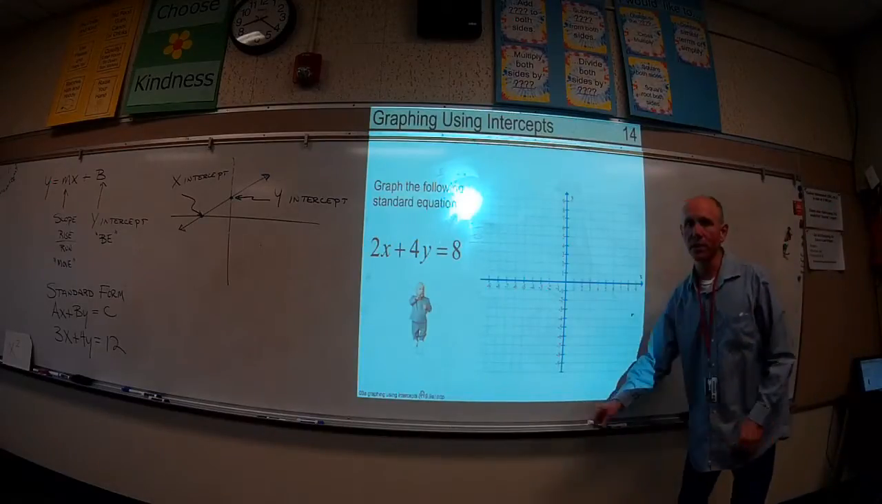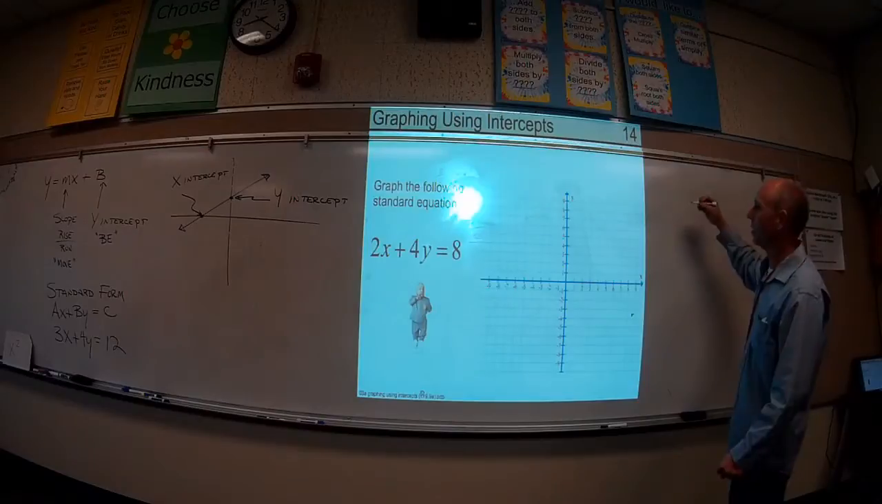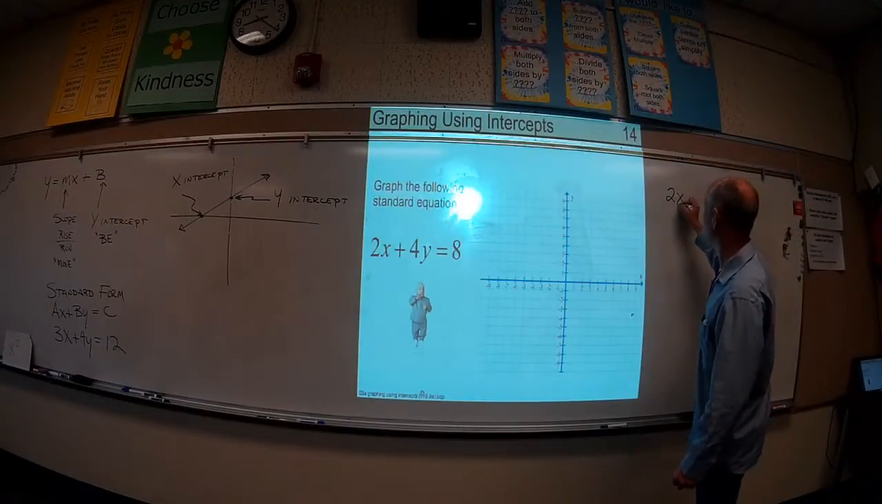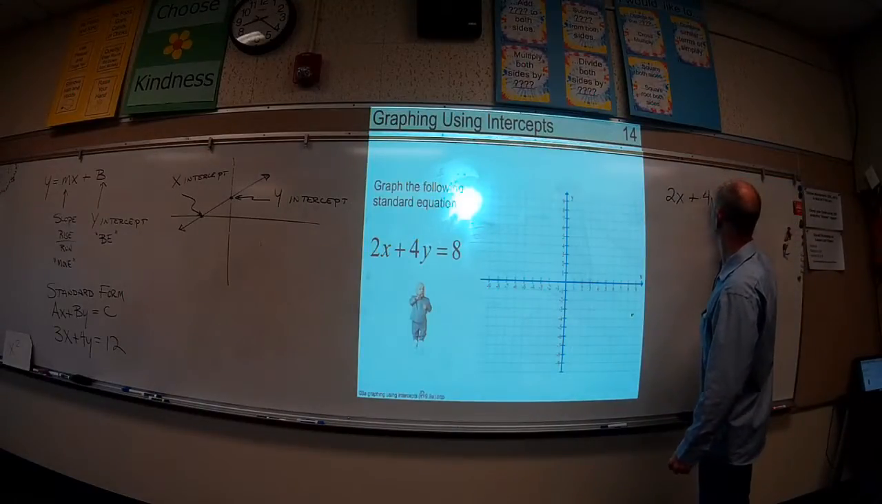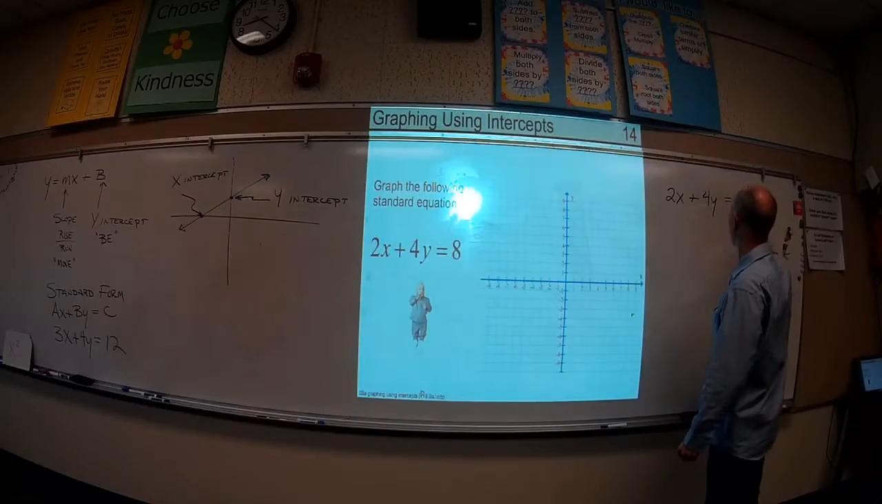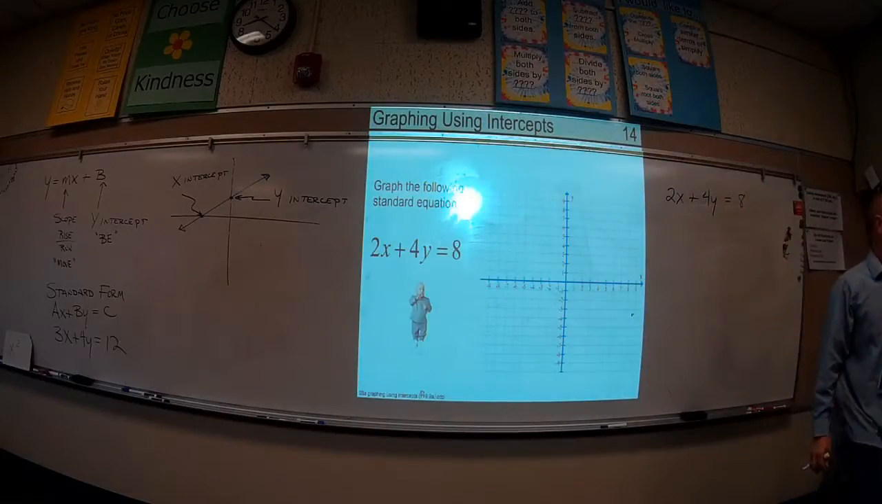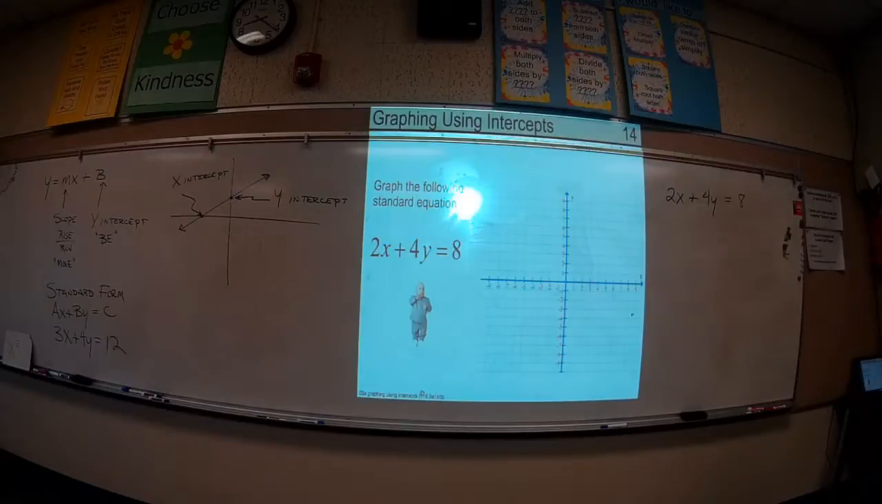So in one of your boxes, I want you to write down 2x plus 4y equals 8. We're only going to do like 3 or 4 graphs today, so you're going to have plenty of space on the graph paper. So we'll actually do the split here and then the graphing there. These are going to be tough because they're not on the graph paper perfectly. It's going to be difficult.